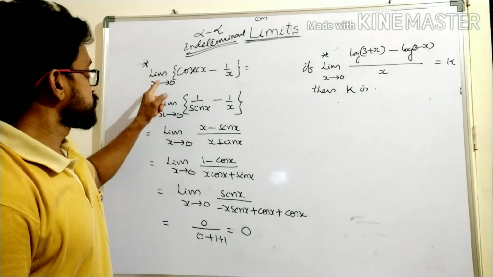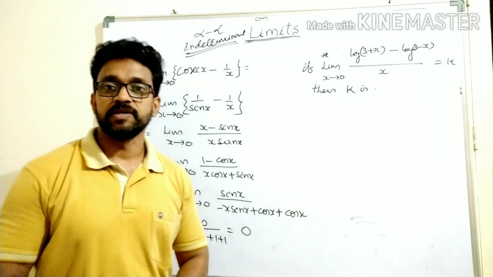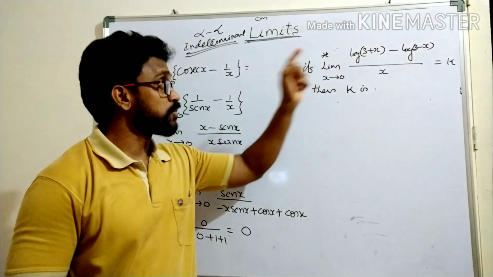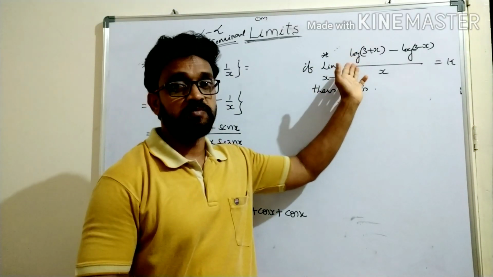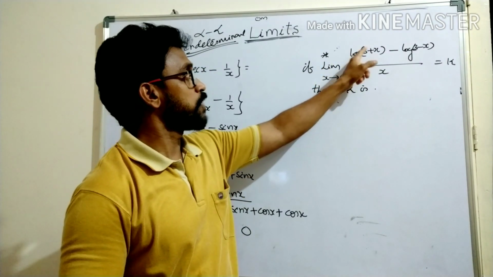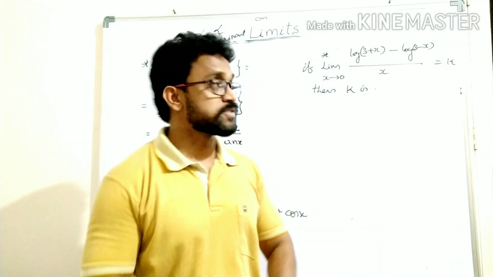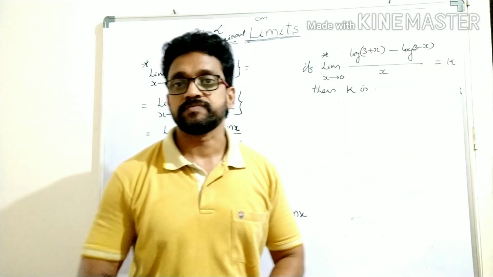So, as x tends to 0, cosecant x minus 1 by x tends to 0. Okay, now one more question. This is also a JEE model question already given. Now, limit x tends to 0, log of (3 plus x) minus log of (3 minus x), divided by x, is equal to k. What is the k value?